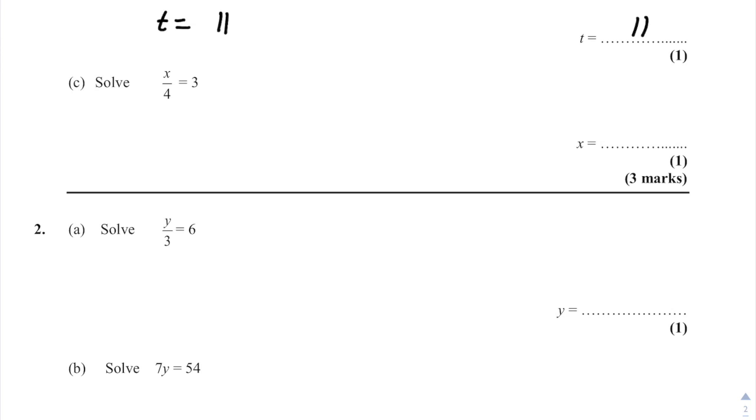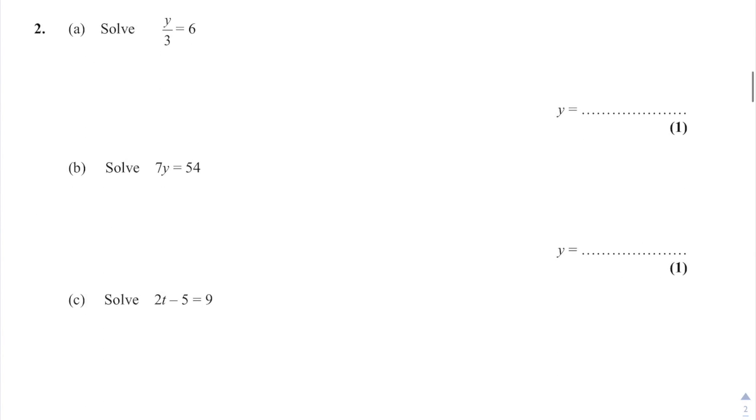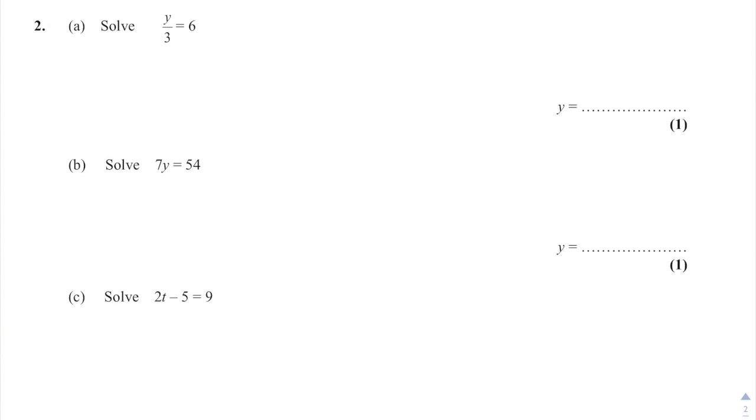So for C, it says solve x divided by 4 equals 3. So since we're dividing by 4, we want to times by 4 to get x on its own, because we must do the inverse. So times by 4, must do the same to the other side. So you've got x equals 3 times by 4, which is 12. So x equals 12. So for 2a, we've got y divided by 3 equals 6.